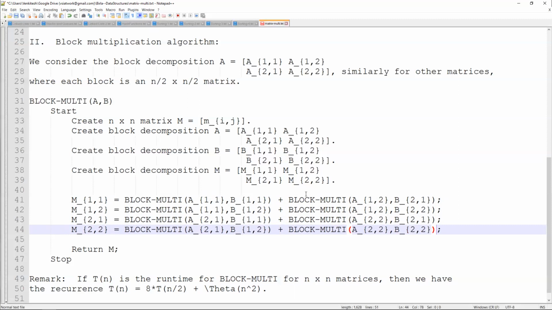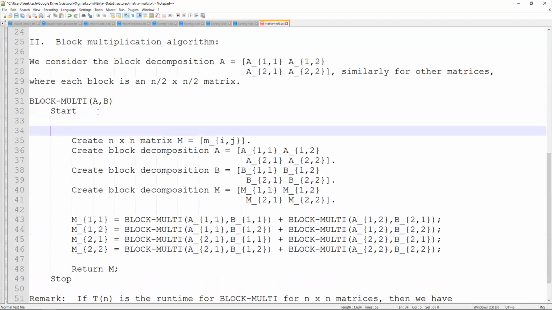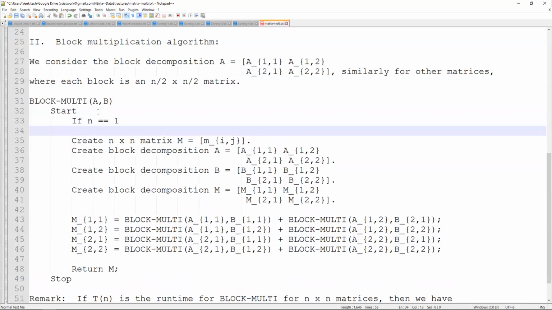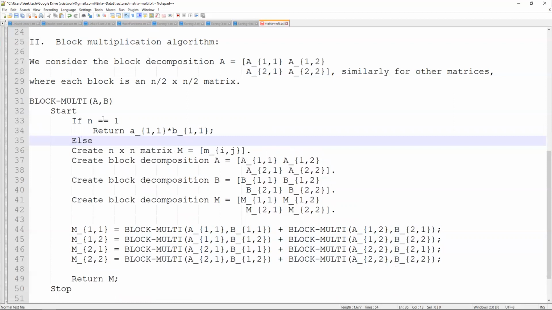This brings us to another thing. If we are doing recursion, what is the base case? Base case is n equal to 1. So once again, we need to add a few lines for the base case. So if n equal to 1, what do we do? Then we simply return, then the only element is little a11. So then we simply return little a11 times little b11. That's it. Else we have all of this.